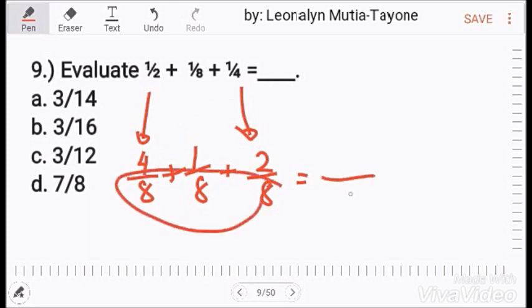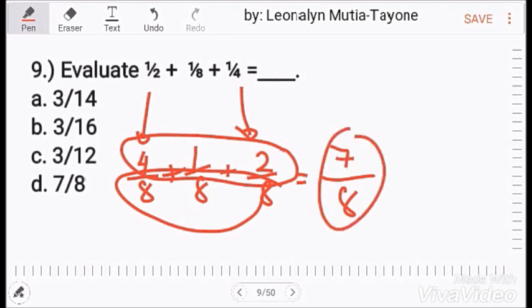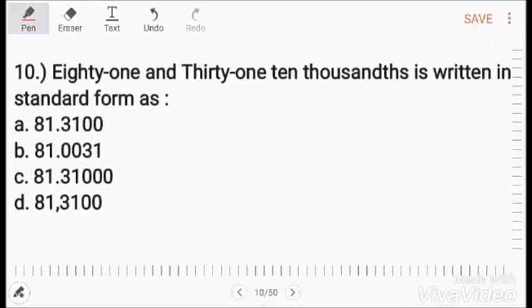Now, pwede na natin i-add. Kopyahin lang natin ang denominator. Tapos, ang numerator, ang i-add natin, 4 plus 1 plus 2 is 7. So, the answer is letter D, 7 over 8.